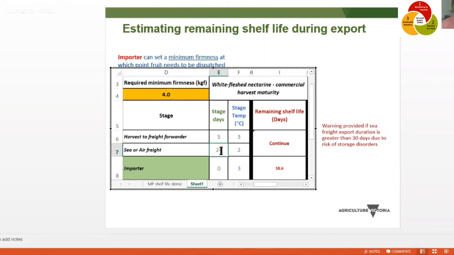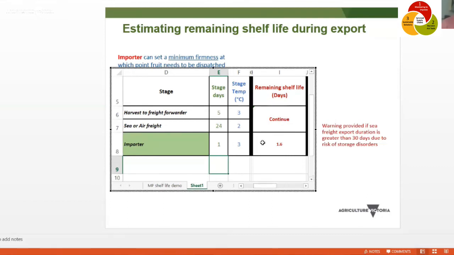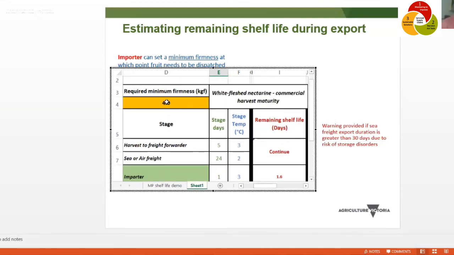And so you put all the numbers in and then you can look at the final result. Again, 24 days at 2 degrees. Right. The importer at this stage has 2.6 days after the export leg to sell the fruit before it reaches that 4 kilo minimum. And obviously, if they store it for 1 day, then they've got 1.6 days left to sell it. So you can see it's a pretty powerful tool because the importer can estimate the remaining shelf life based on a minimum flesh firmness.